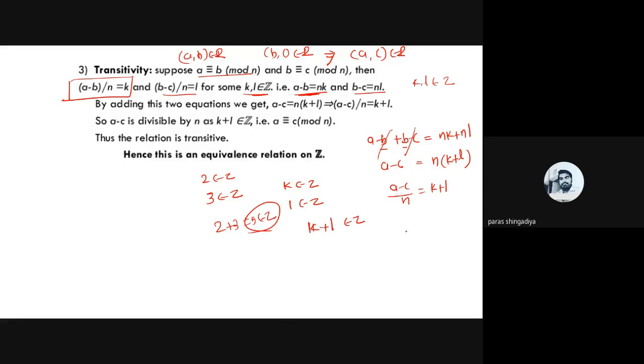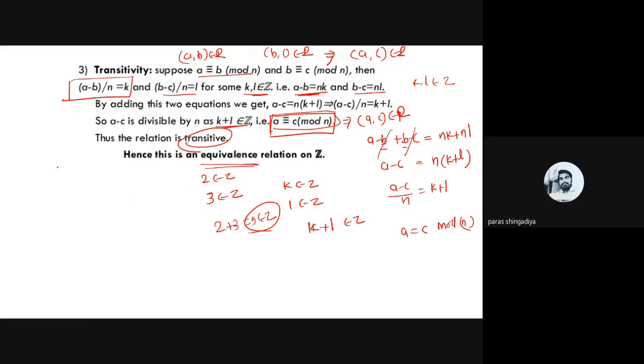So what does it mean? a congruent c mod n. Clear? So a minus c is divisible by n, as k plus l also belongs to Z, and it means a congruent c mod n. That is proved. And by using ab belongs to R, bc belongs to R, here we derive ac also belongs to R. Therefore it is a transitive relation, and therefore we can say that this is an equivalence relation on Z.